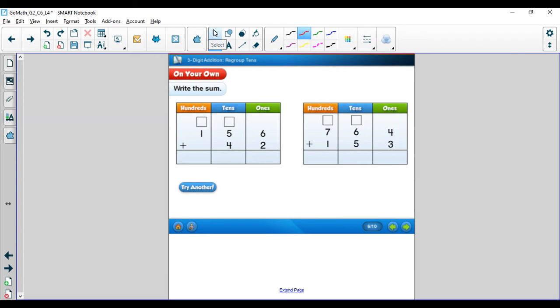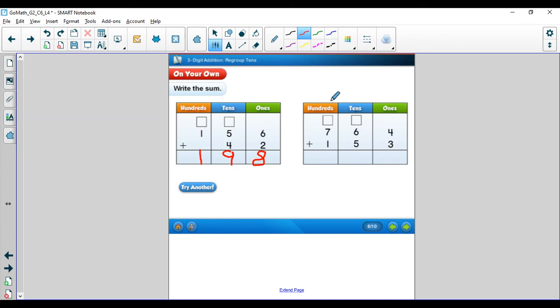All right, welcome back, my friends. For number 4, you had 156 plus 42. 6 plus 2 equals 8. So I did not need to regroup. It's under 10. 5 plus 4 tens equals 9. So that's only one digit, so I can write my 9 right down. And then we go to our hundreds, and we write our 1. So our sum was 198. We did not need to regroup at all.